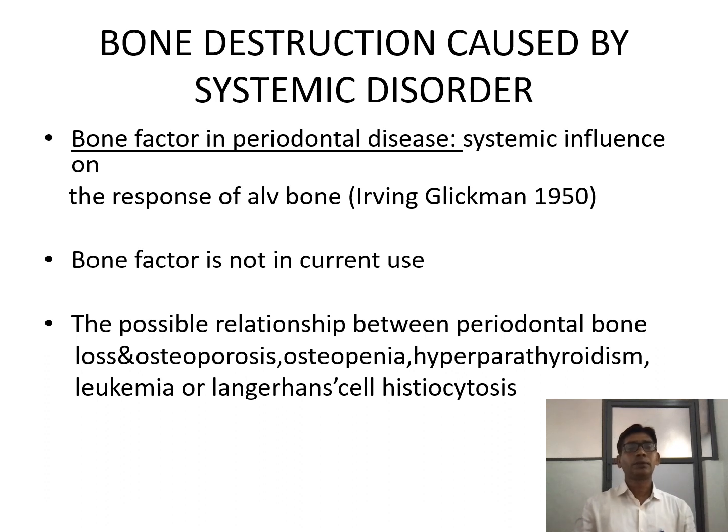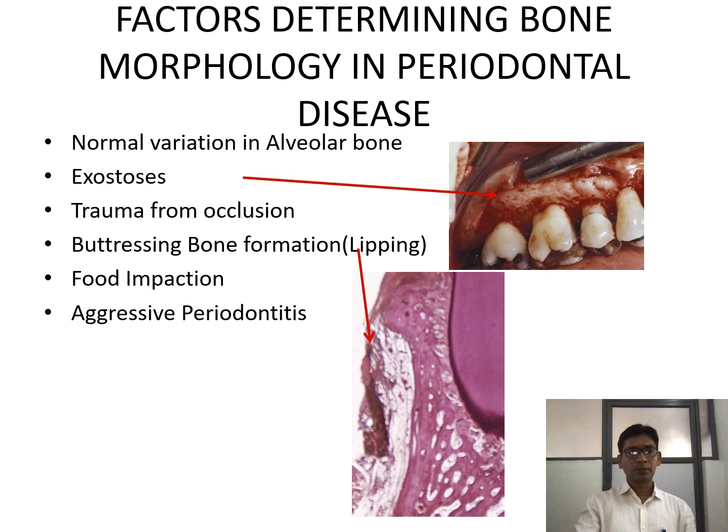Now these factors were collectively called the bone factor concept in periodontal disease, where periodontal disease is not purely caused by microorganisms or the host, but is also influenced by systemic diseases such as diabetes mellitus, osteoporosis, osteopenia, hyperparathyroidism, leukemia, or any other systemic diseases.